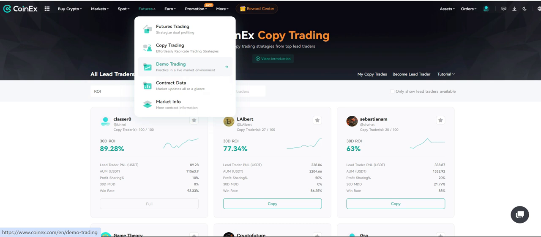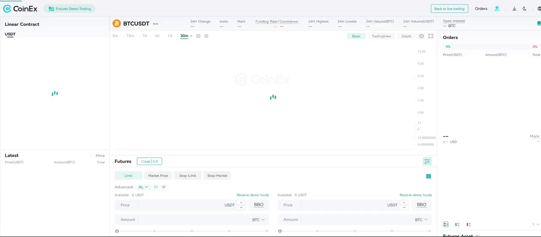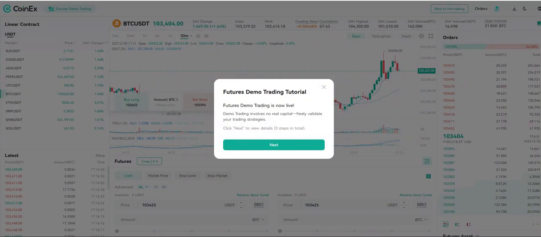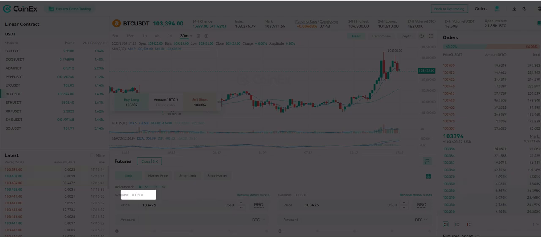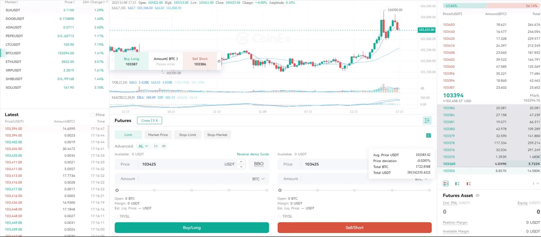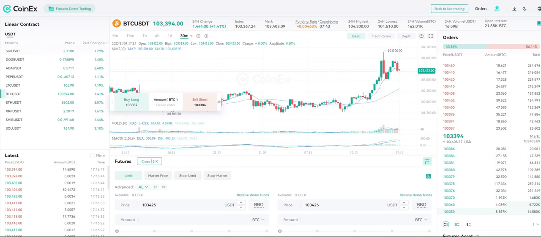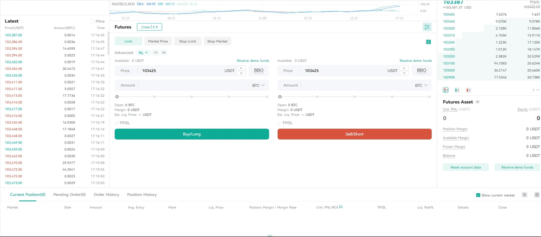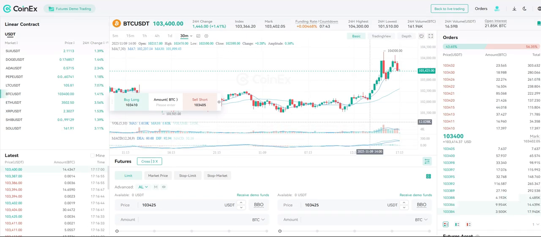We can also go to demo trading here. In demo trading, we can trade without any real money. So this is to learn how to trade. Okay, so just click next. You've got a short tutorial here as well, which tells you what you should do. And here you can see that you can trade the real market, and you can switch between pairs, by the way. And you can just trade as normal as if you had real money, except it's a demo account.